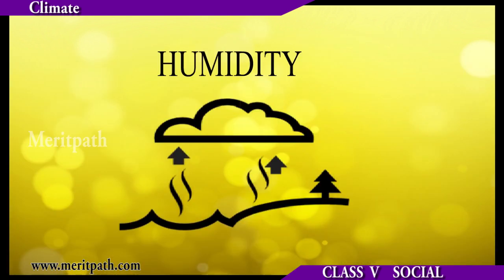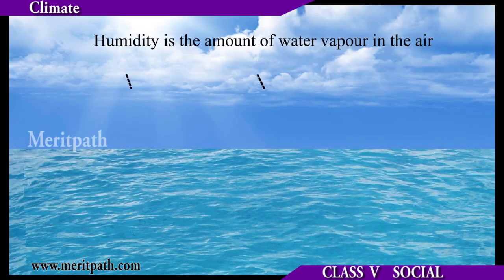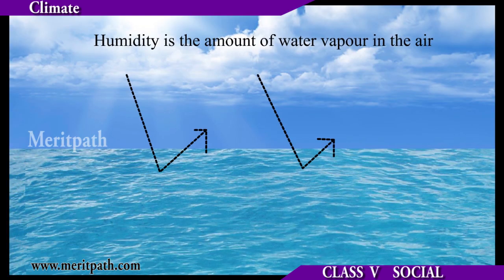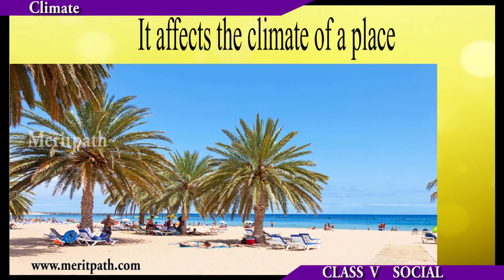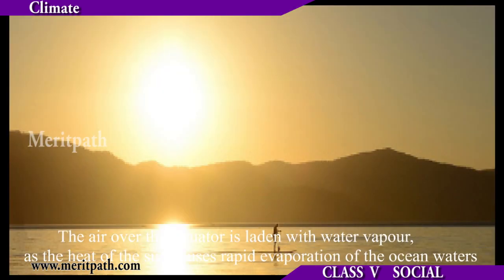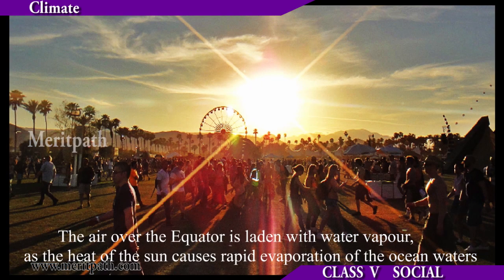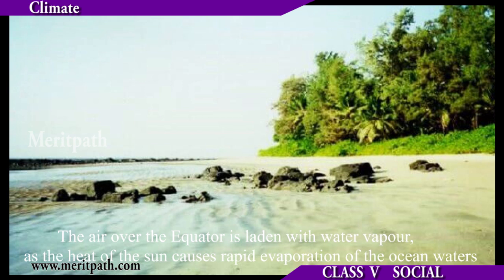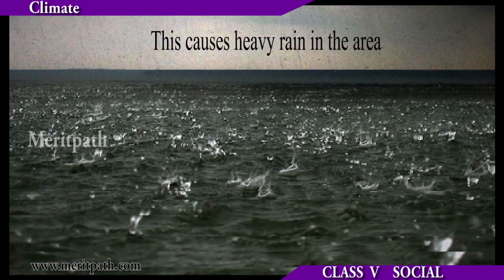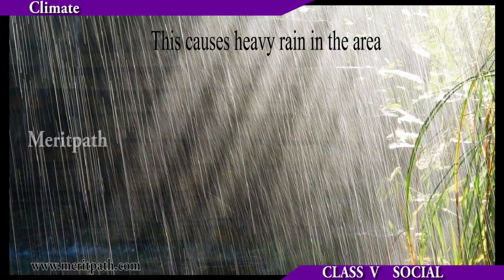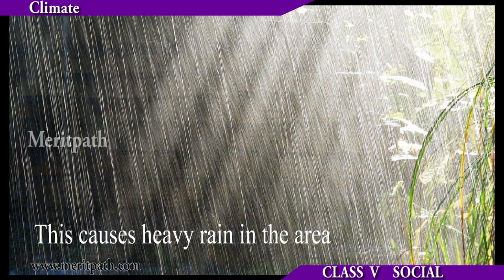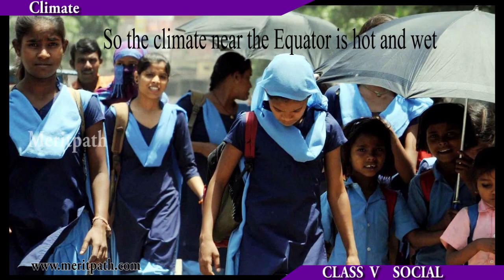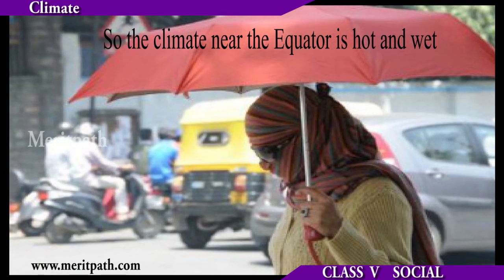Humidity. Humidity is the amount of water vapor in the air. It affects the climate of a place. The air over the equator is laden with water vapor, as the heat of the sun causes rapid evaporation of the ocean waters. This causes heavy rain in the area. So the climate near the equator is hot and wet.